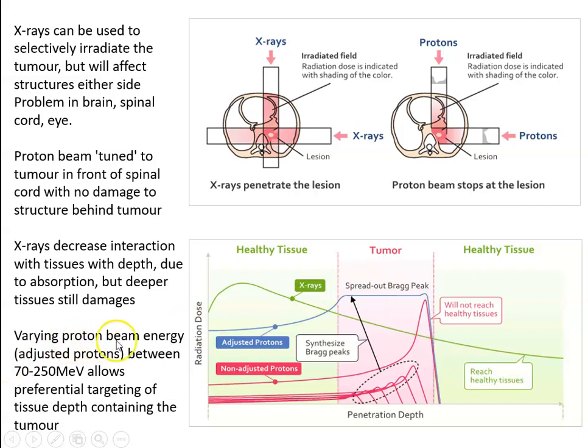So we can vary the proton beam from 70 to 250 MeV, and that can target at the lower end a shallow tumour, and at the high end a very deep tumour. But even then, what we'd do is have an MeV that basically means that everything beyond the tumour never gets any radiation.